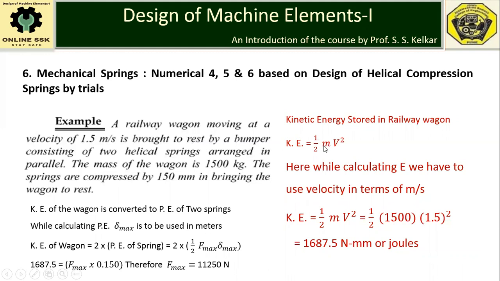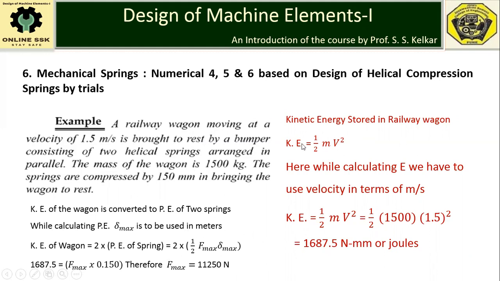While the wagon is brought to rest, its kinetic energy gets converted to potential energy of the springs. Kinetic energy of the wagon is given by 1 half m v square, whereas potential energy of the spring is given as 1 half F max delta max. In this particular case, two of the springs in parallel are used.